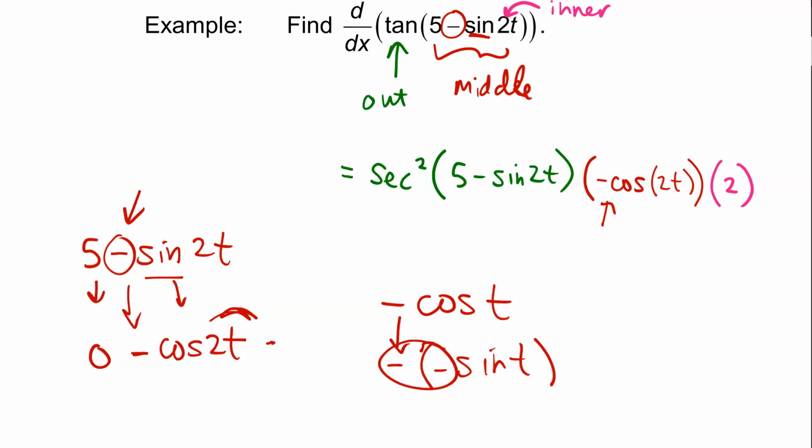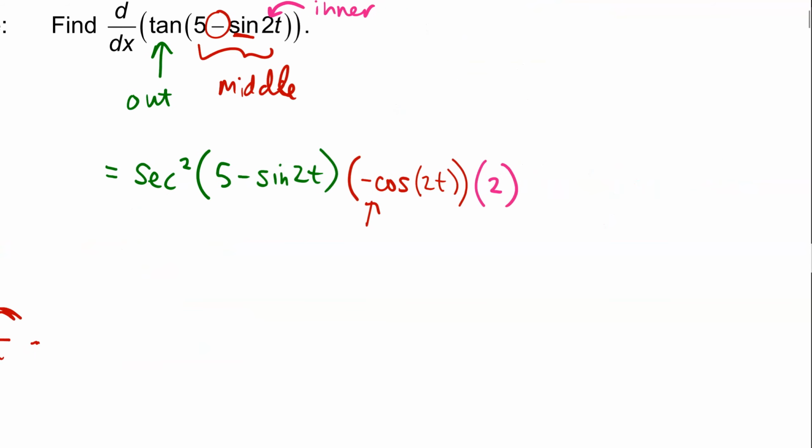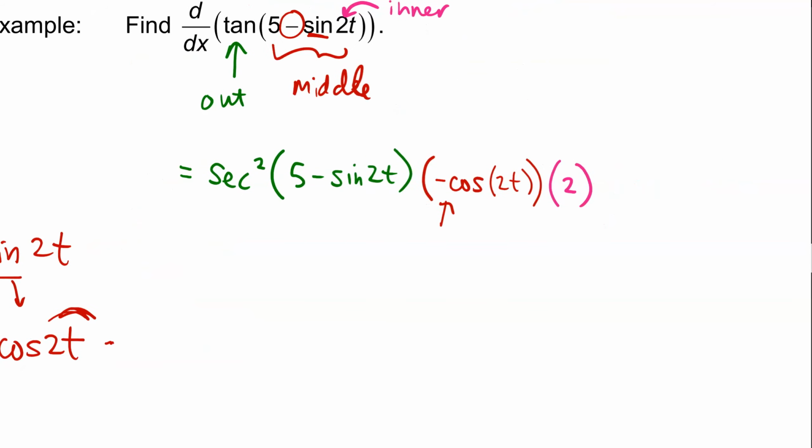We derived the derivative of tangent together in class. We did the quotient rule. So if you don't remember, just do the quotient rule. Tangent is sine over cosine. Well, we can do it right now. It'll take 5 seconds. Just kidding, it'll take like a minute.